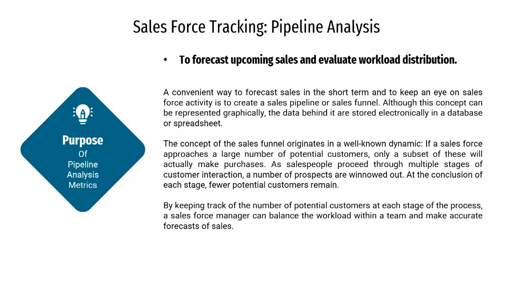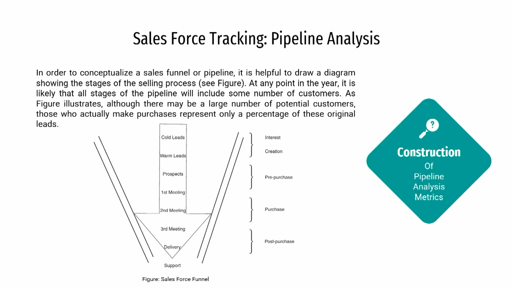By keeping track of the number of potential customers at each stage of the process, a sales force manager can balance the workload within a team and make an accurate forecast of sales for the upcoming session, for the upcoming financial year. So this is the primary purpose of the pipeline analysis matrix, basically for the purpose of short term sales forecasting and for the purpose of workload distribution. Let's have a look at the construction of the pipeline analysis matrix, as you can see in the diagram.